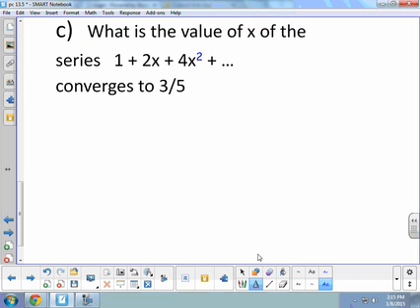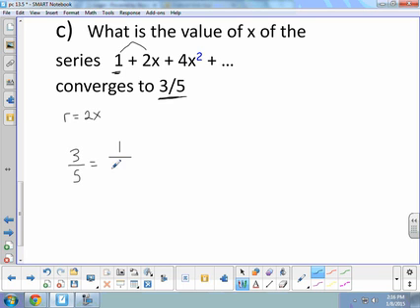Well, let's go ahead and figure out what our r is. Going from 1 to 2x, that's easy. It's being multiplied by 2x. So r is 2x. And we know what our first term is, and we know it converges to 3/5. So instead of s, I'm going to write down 3/5. Our first term is 1, and that would be 1 minus r, which in this case is going to be 1 minus 2x.